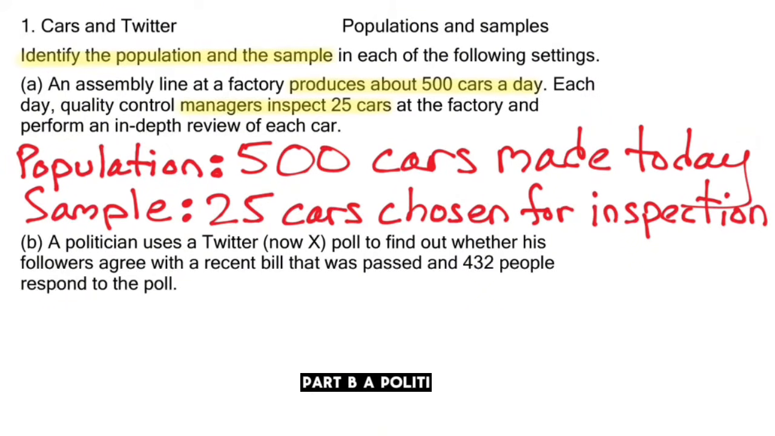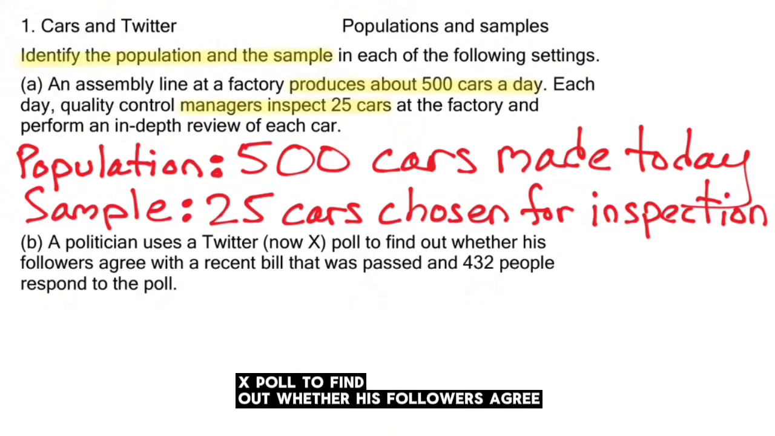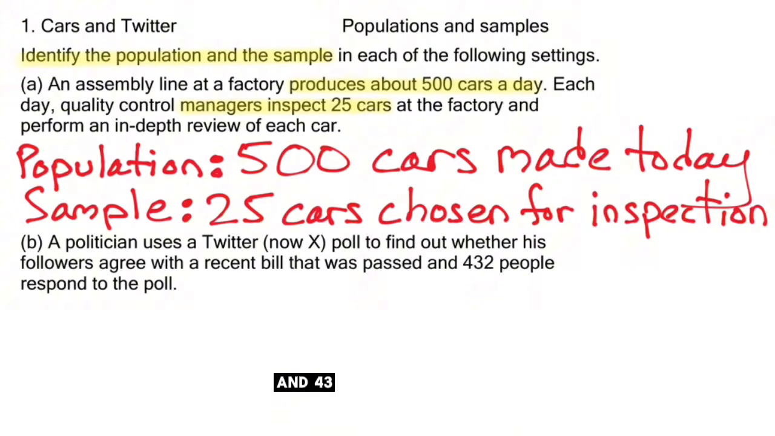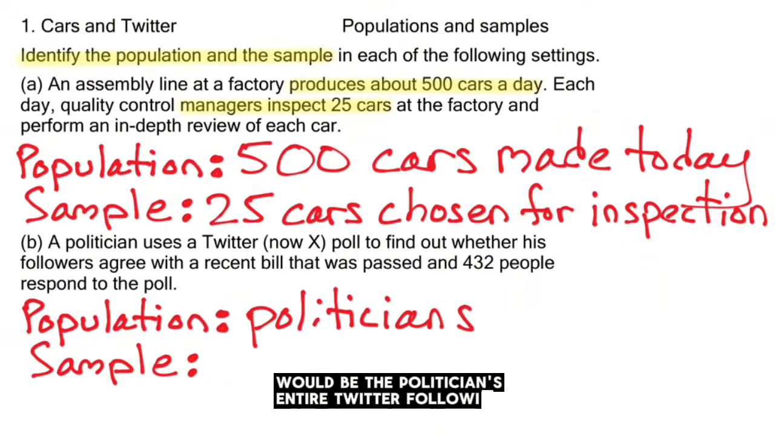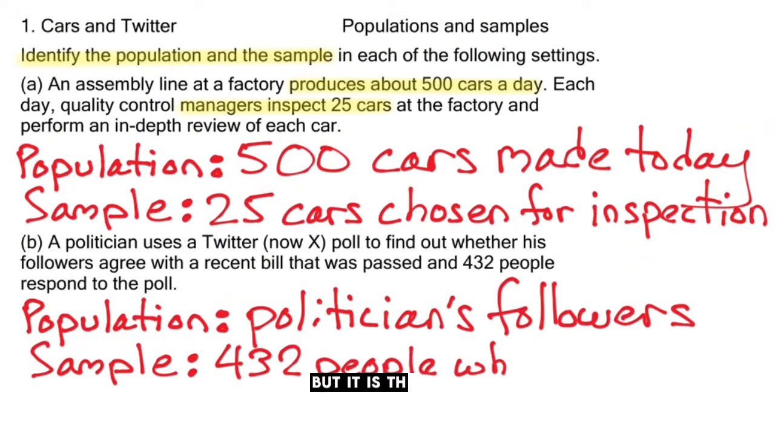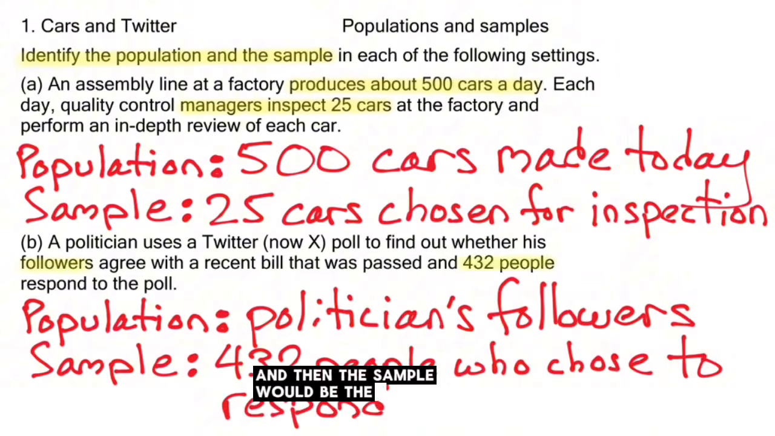Part B, a politician uses a Twitter, now X, poll to find out whether his followers agree with a recent bill that was passed, and 432 people responded to the poll. So the overall population in this case would be the politician's entire Twitter following. It doesn't say how many people, but it is the entire following. And then the sample would be the 432 people who chose to respond.